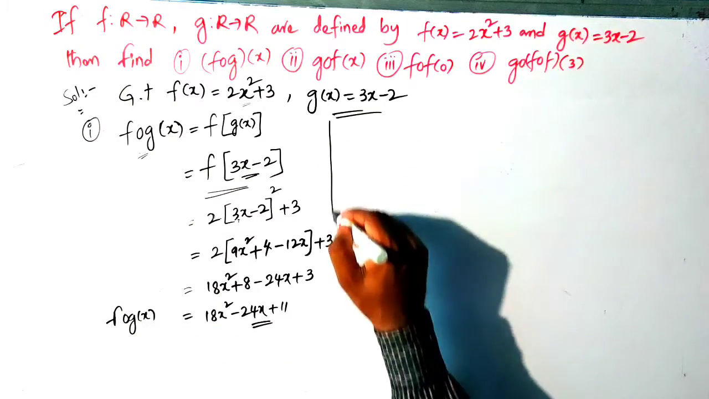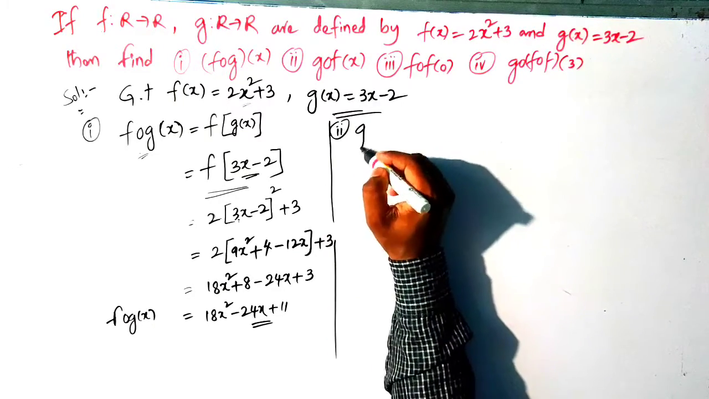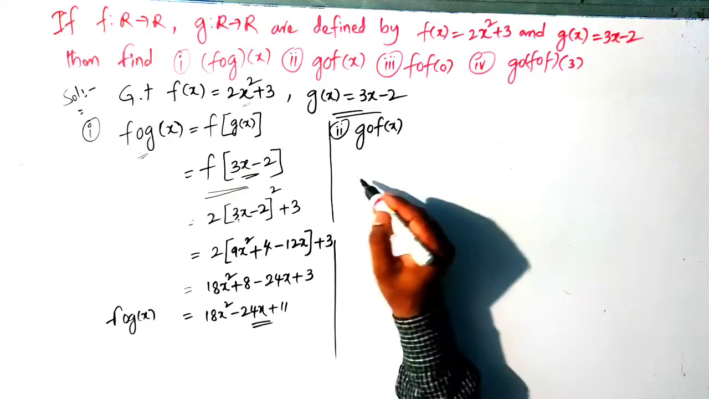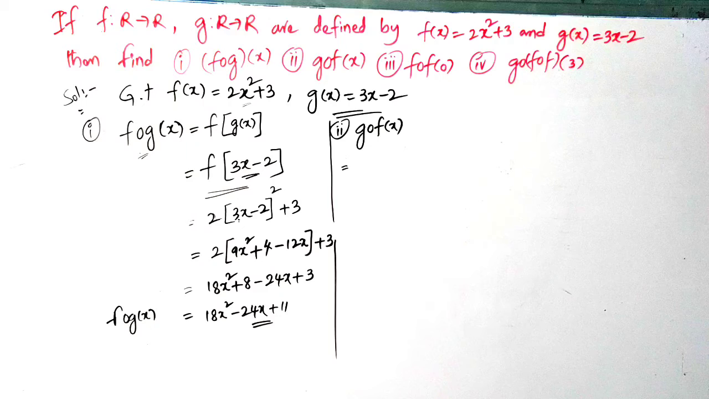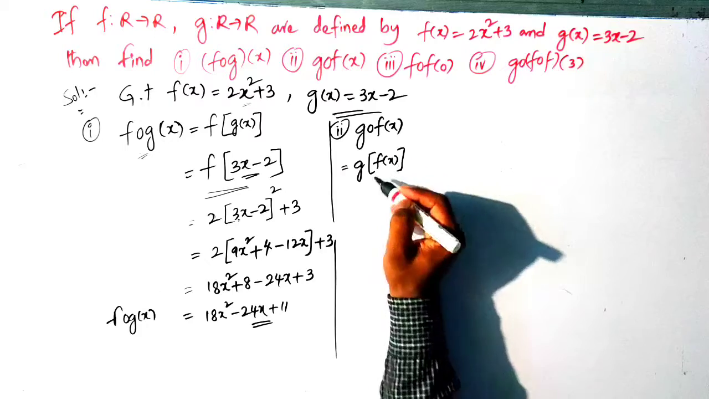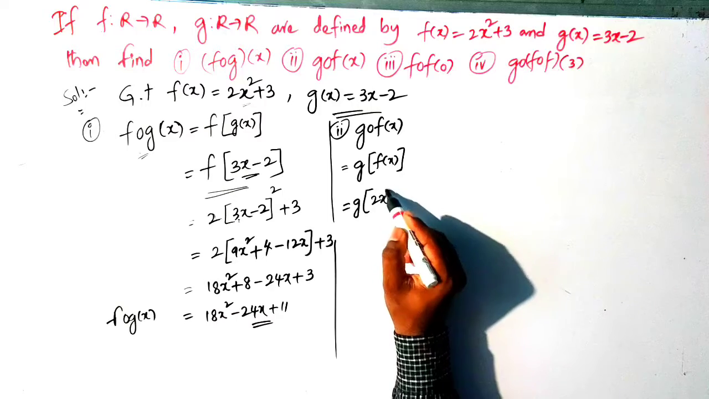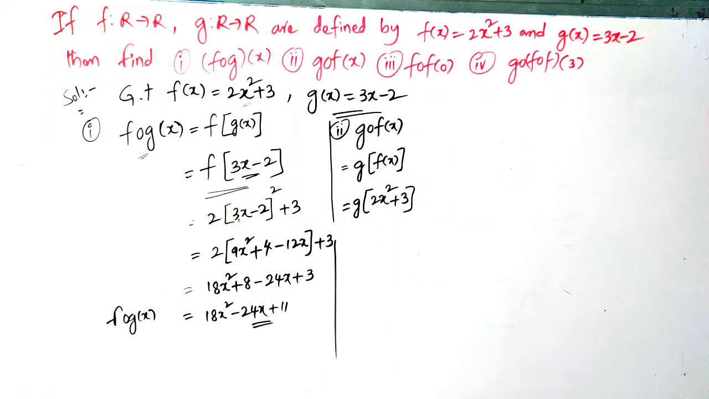Now the second one. What is the second one? g circle f of x. g circle f of x can also be written, again this is a combination function, a composite function of g with f. So we write g of f of x. The value of f of x we got is 2x square plus 3, we substitute here. We got g of 2x square plus 3, and the given g of x value is 3x minus 2.